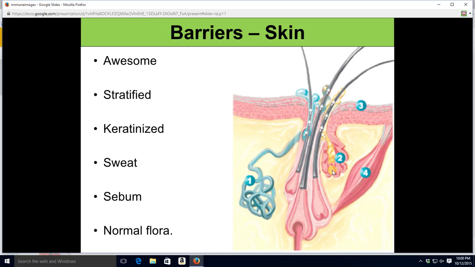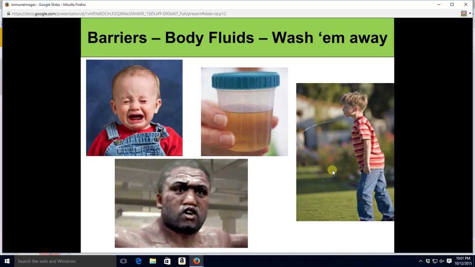Remember, having normal good bacteria is going to allow them to compete for the resources and take them away from bad bacteria. All right, good stuff. More on barriers.